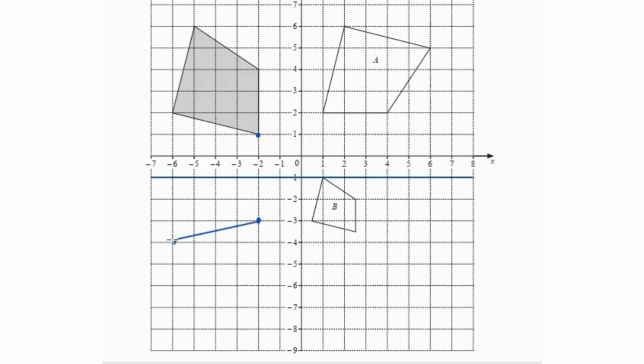Gonna connect these two. And this is 1, 2, I think this is 7, yeah. So 1, 2, 3, 4, 5, 6, 7. It's going to be over here. And this is 3 units, so 1, 2, 3. So this is your mirror image in the line y equals negative 1. As you can see, it's the same size and everything. The only thing that's happened is that now it's upside down.